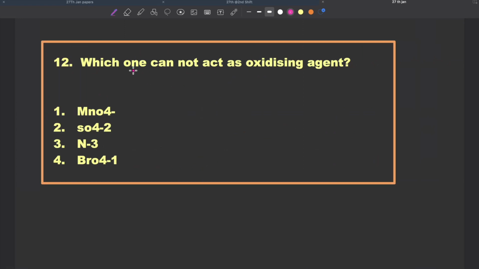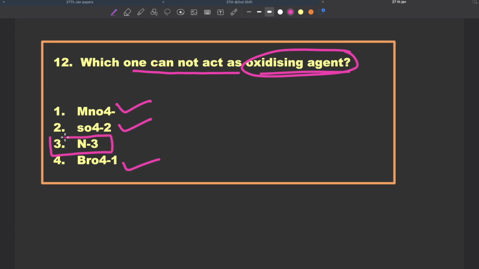Next one, which one cannot act as an oxidizing agent? One that has no oxygen cannot be an oxidizing agent. It's simple, this has oxygen, this has oxygen, this also has oxygen. Only one has no oxygen, that is the nitride ion. N-3 has got no oxygen, so it cannot be an oxidizing agent. This is the shortcut to do it.